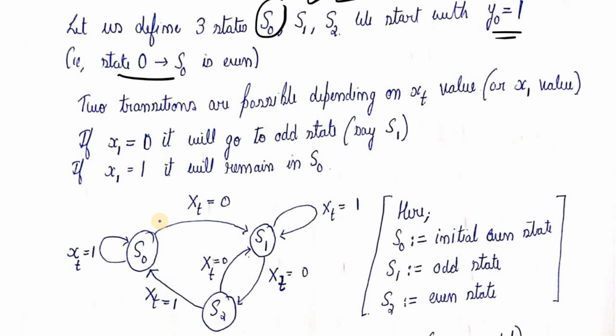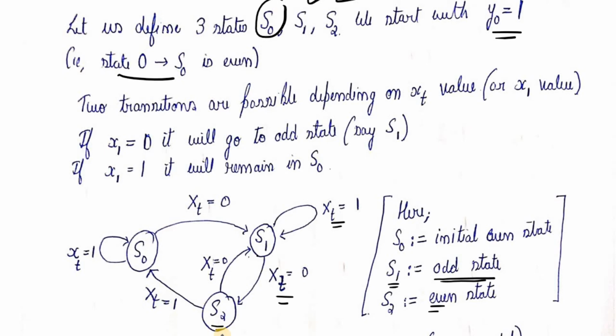Now, if xt is 1 or x1 is 1, we will continue to have an even number of zeros. But if x1 is 0 or xt is 0, we will move a step ahead to an odd number of zeros. So S1 is the odd state, which we identify as a state associated with an odd number of zeros. And now if the next input comes to be 1, like if xt is 1, we will still have an odd number of zeros, we will remain in the state. Now if xt is 0 when I am at state 1, I go to S2, which is the even state.